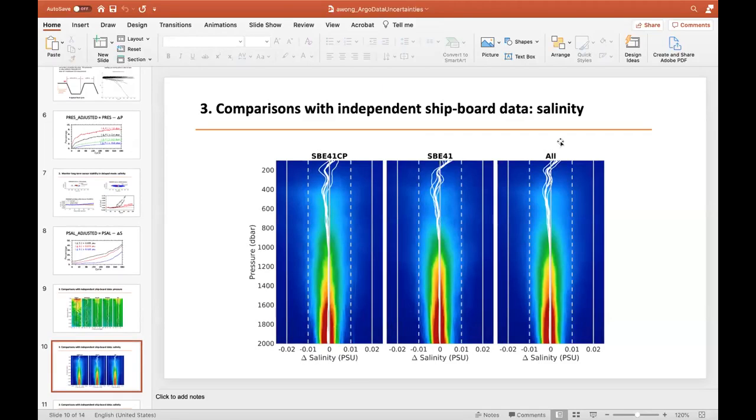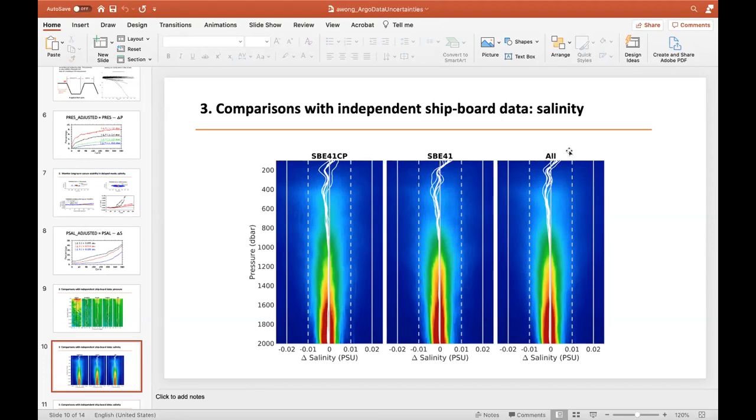Similar analysis has been done for salinity. Again, the first 2 panels show the 2 Seabird CTDs that are used mostly in Argo. They're the SBE41CP and the SBE41. The third panel combines the results from the first 2 panels. So let's look at this third panel, which is labeled "all" in the heading. Again, let me focus you on all the lines that are shown here. The thick white line is the median of the differences between all the buddy pairs Argo minus GoShip. These 2 dotted lines are plus and minus 0.01 in salinity units.